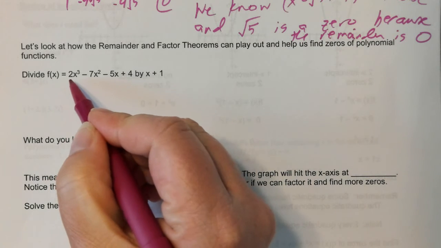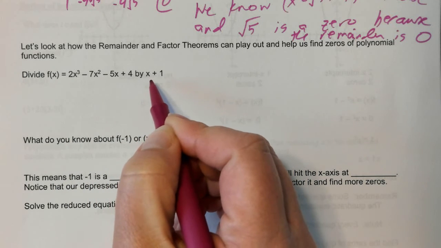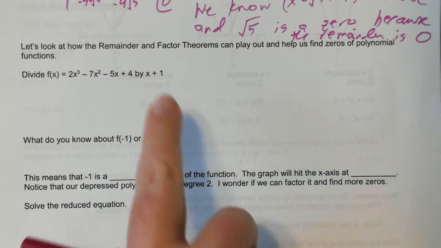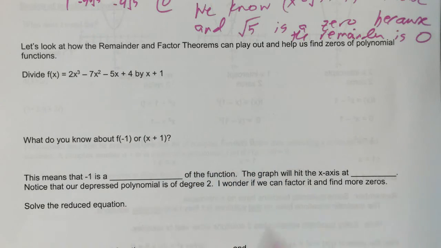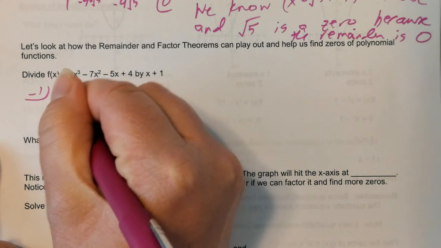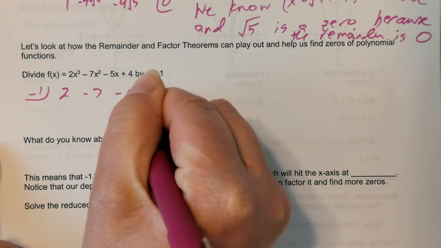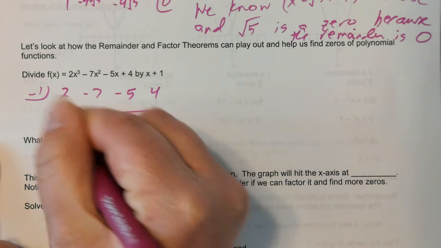Divide f of x equals 2x to the third minus 7x squared minus 5x plus 4 by x plus 1. Now, we don't know why they picked x plus 1, but they want us to divide by x plus 1. Well, one option is to do synthetic division. Put negative 1 in the box and see what we get as a remainder.